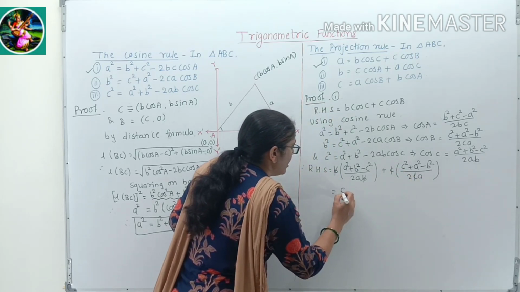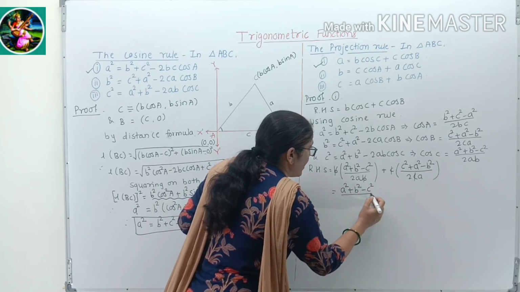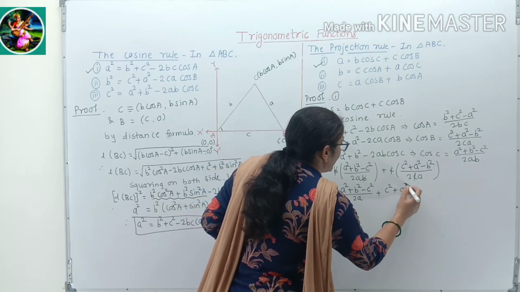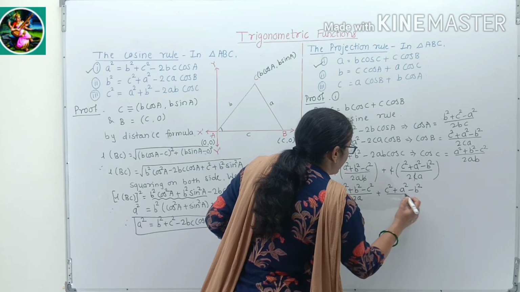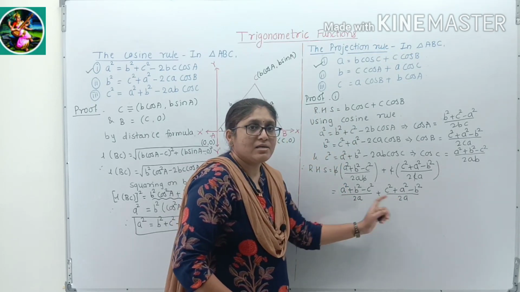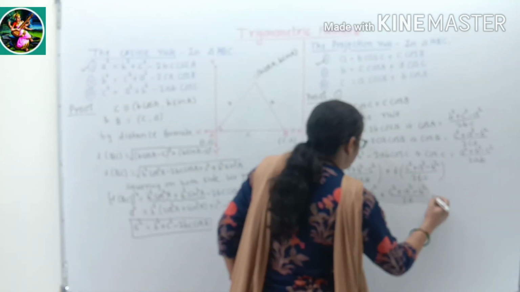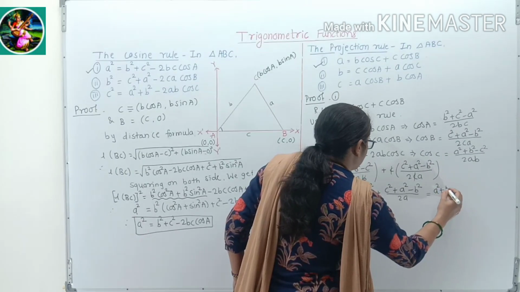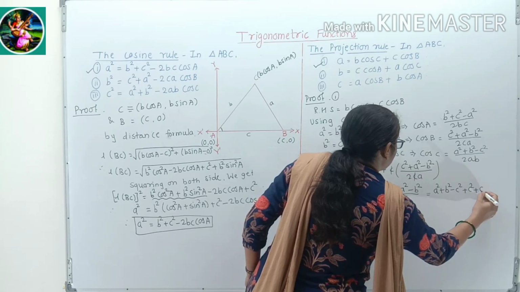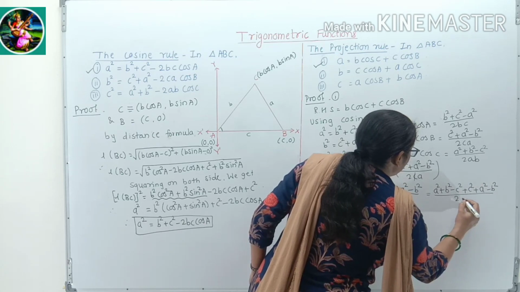Therefore, here we get (A² + B² − C²)/2A + (C² + A² − B²)/2A. Both the terms have the same denominator, therefore we add their numerators directly, that is A² + B² − C² + C² + A² − B², divided by 2A.